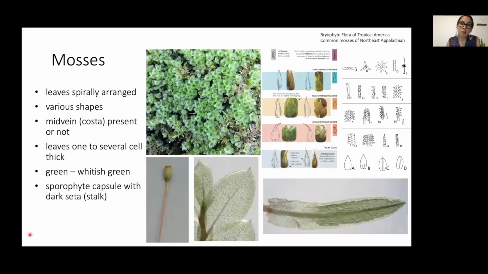So when you look for mosses, what you're going to have are spirally arranged leaves. They have various shapes, so you have things that look like leaves. They can have a mid vein or a costa, like that example, and they are green to whitish to green. So again, you can look on the right of that picture, there are all the different types of leaves. There's a lot of variation, and you can see it when you look at them with a hand lens. Okay, next.